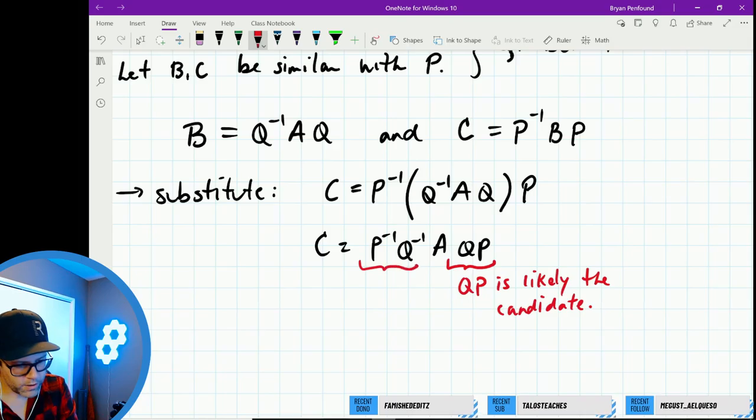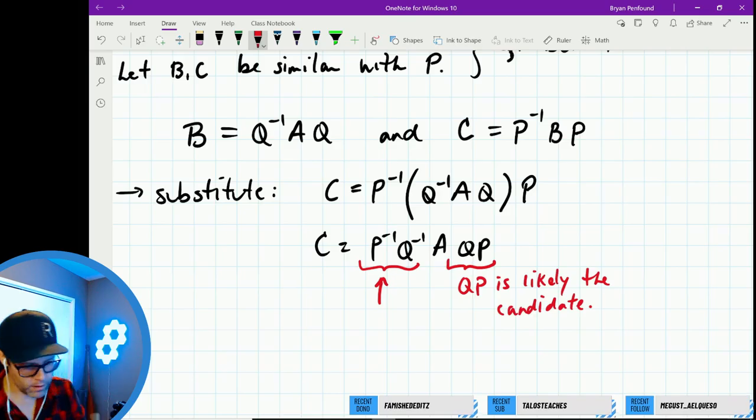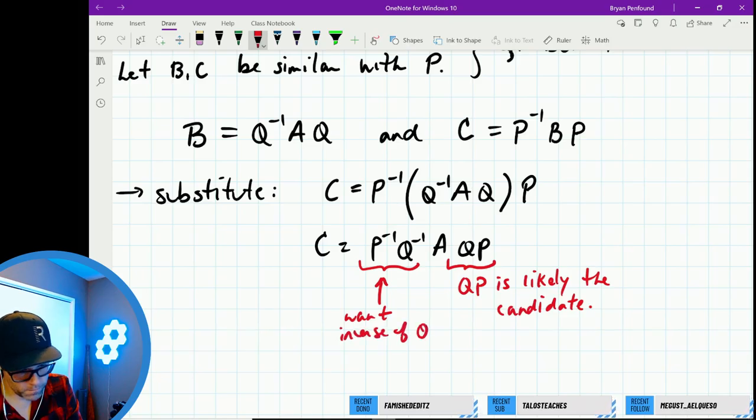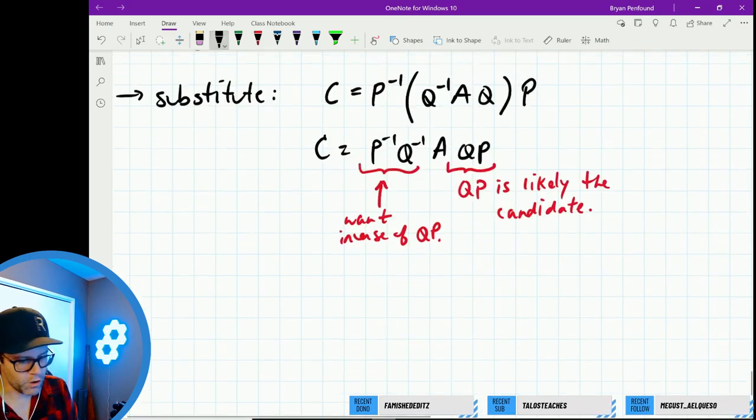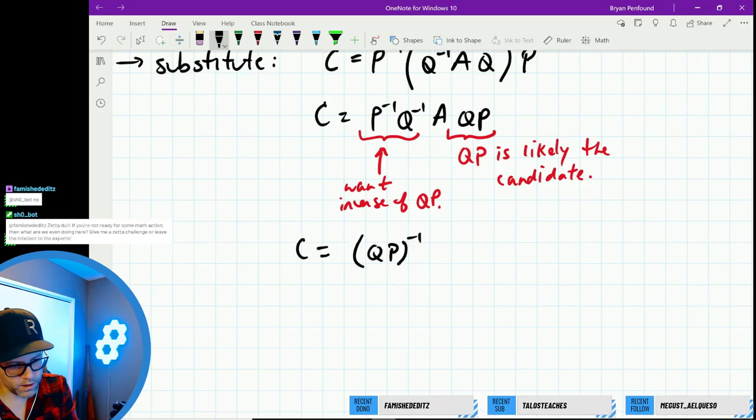So what I need to do is make this look like (QP) inverse, because Q times P, both of these are invertible, so the product should be invertible. But I want that other side to look like the inverse of QP. So we're just going to rearrange this a little bit. So what we want is the inverse of QP, and we just use a property of inverses here. So we can rewrite this as (QP) inverse.